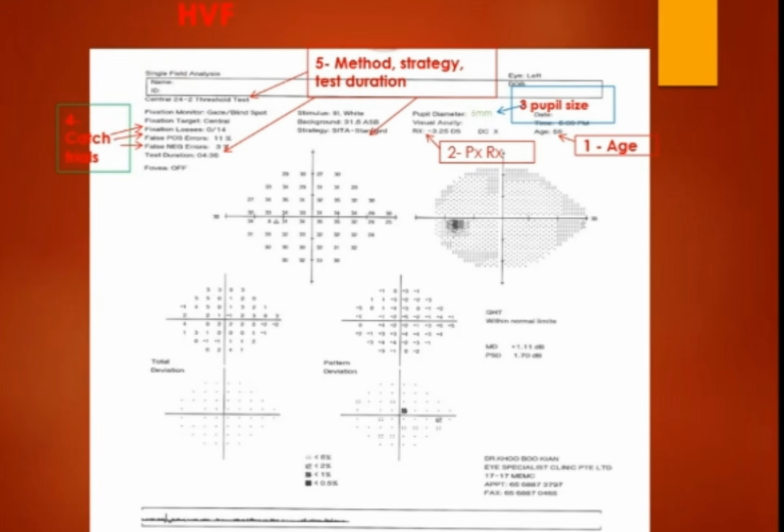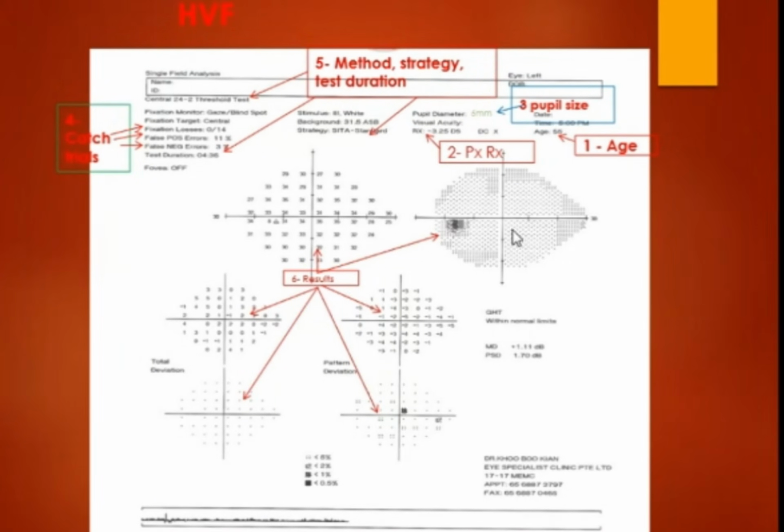So we also have the method, the strategy, and the test duration. We have the results, okay? If you look at the printout very well, you will see the total deviation, the grayscale, the pattern deviation, and then the probability plot as well. So we'll take them one after the other. Please try to follow my arrow.